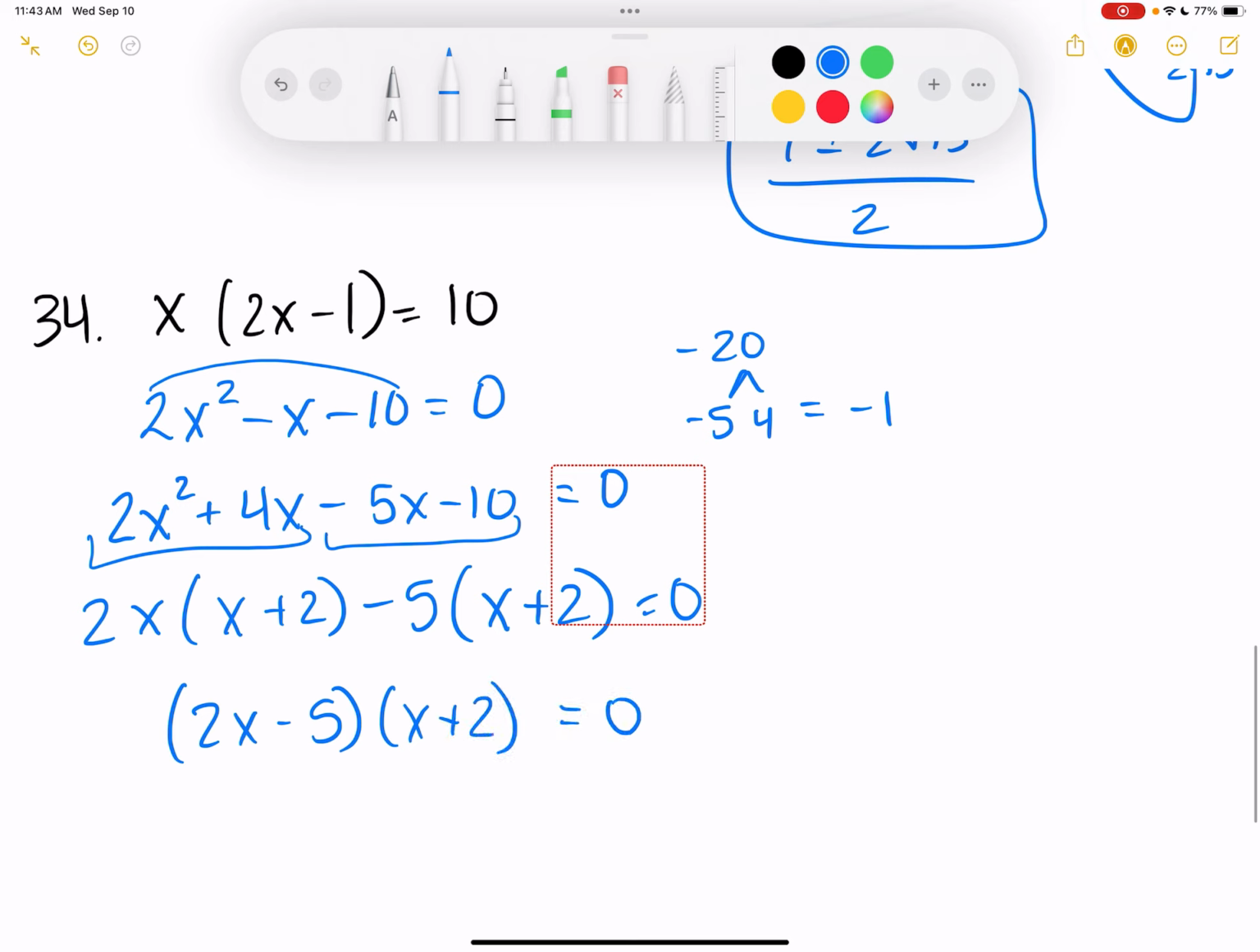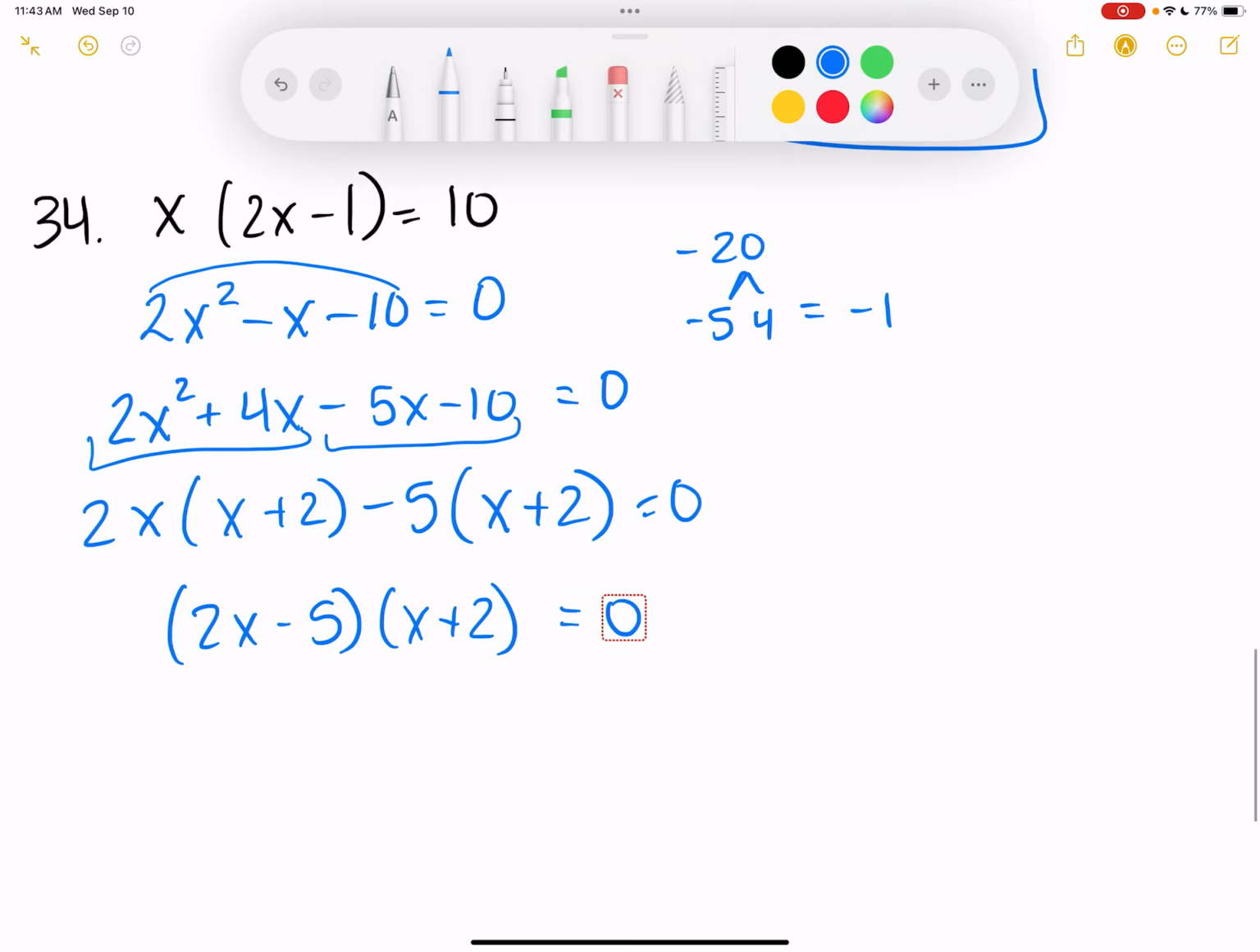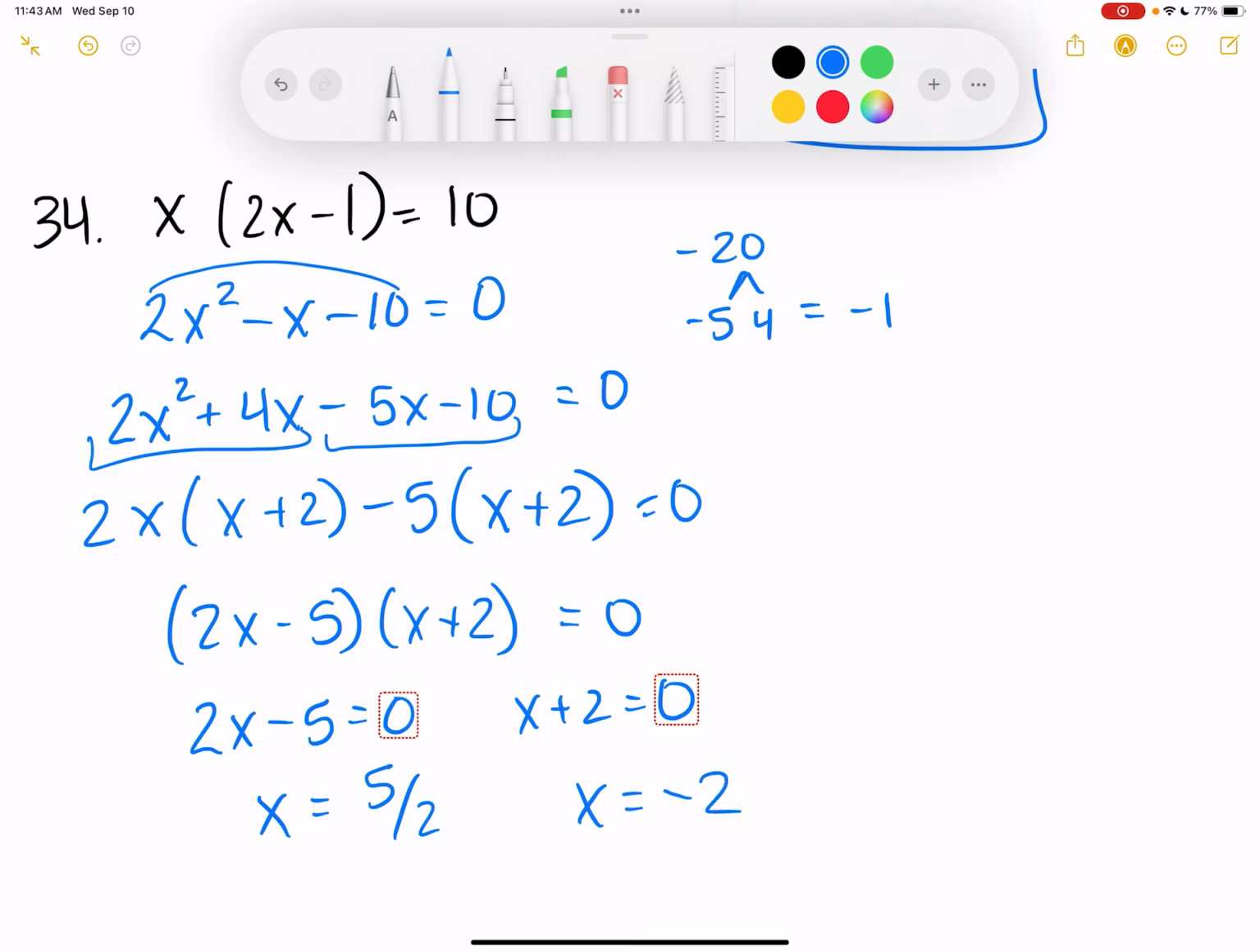Now what? Set each piece equal to 0 and solve. 2x minus 5 equals 0. x plus 2 equals 0. So x equals 5 halves, or x equals negative 2. And that's it. Questions, comments, or concerns?